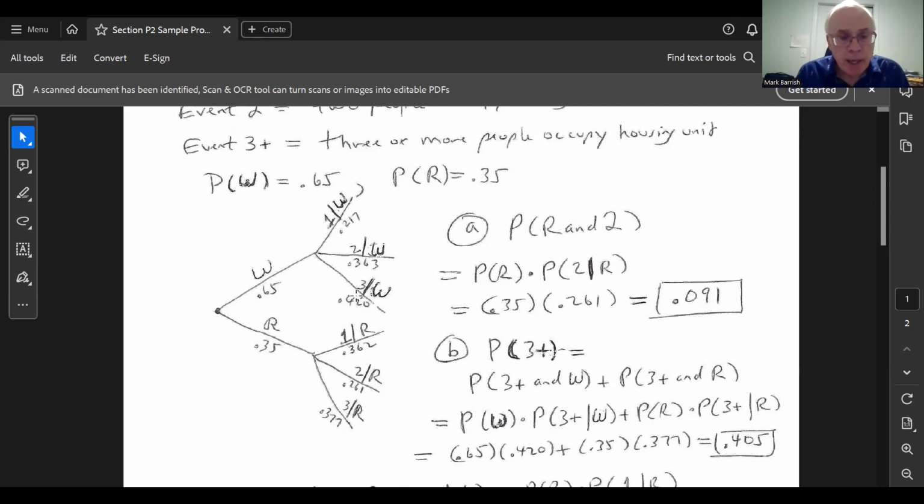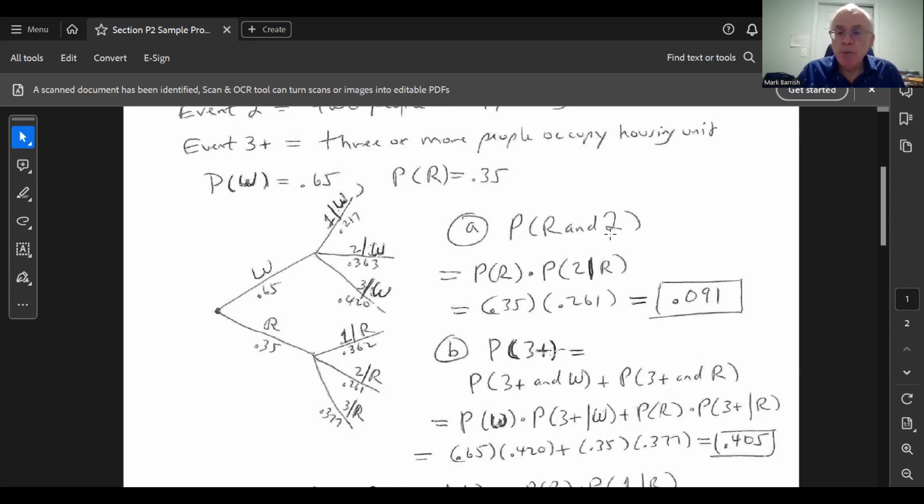3 numbers add up to 1. They should, right? These 3 numbers add up to 1. 0.65 over here and 0.35 to 1. All right. So the first question was, what's the probability that if you selected a unit at random, that was renter occupied and there was exactly 2 people living in it? That's probability of R and 2.